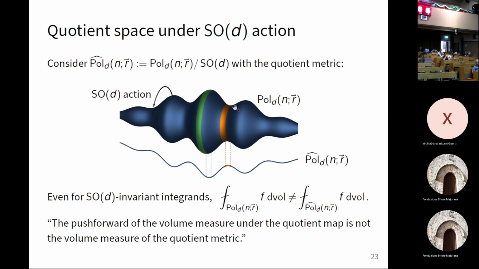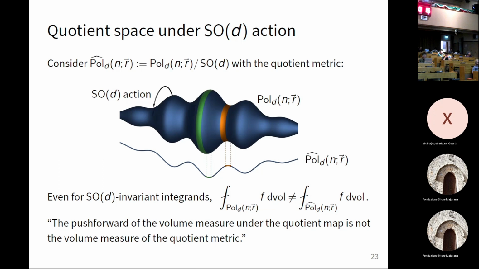The measure on the upstairs space is surface area. And it's not true that the inverse image of every region of the same arc length on the meridian has the same surface area upstairs. This green one has a big surface area. This orange one has a little surface area. So actually the quotient space integral is different from the upstairs submanifold integral.